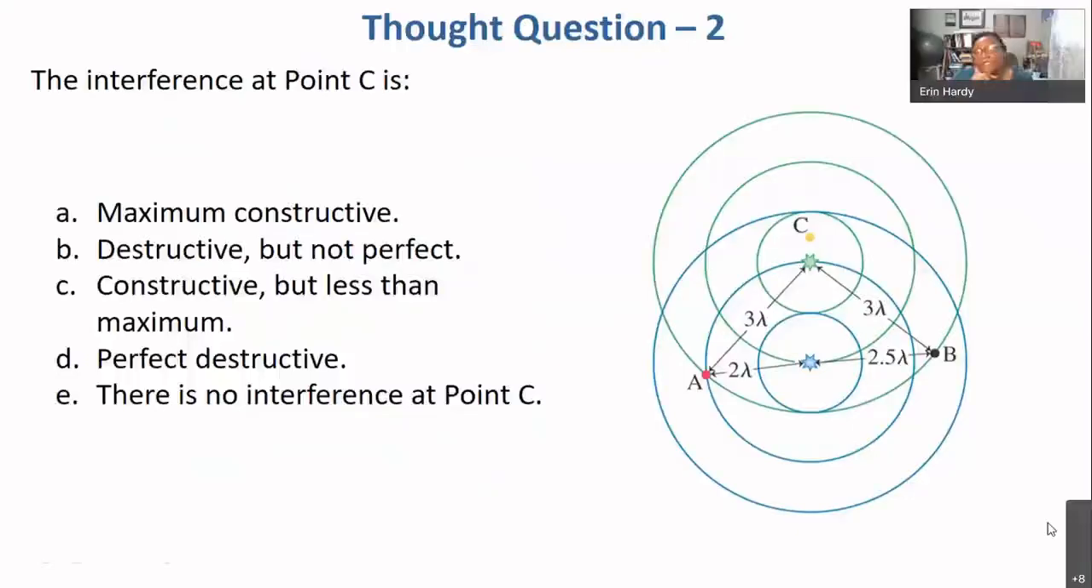Yeah. So this is exactly the same image that we saw before. How can we characterize the interference at point C? Maximum constructive, destructive but not perfect, constructive but less than maximum, perfect, or none. Take a second to see if you can land on one of these and we'll talk it through like normal.